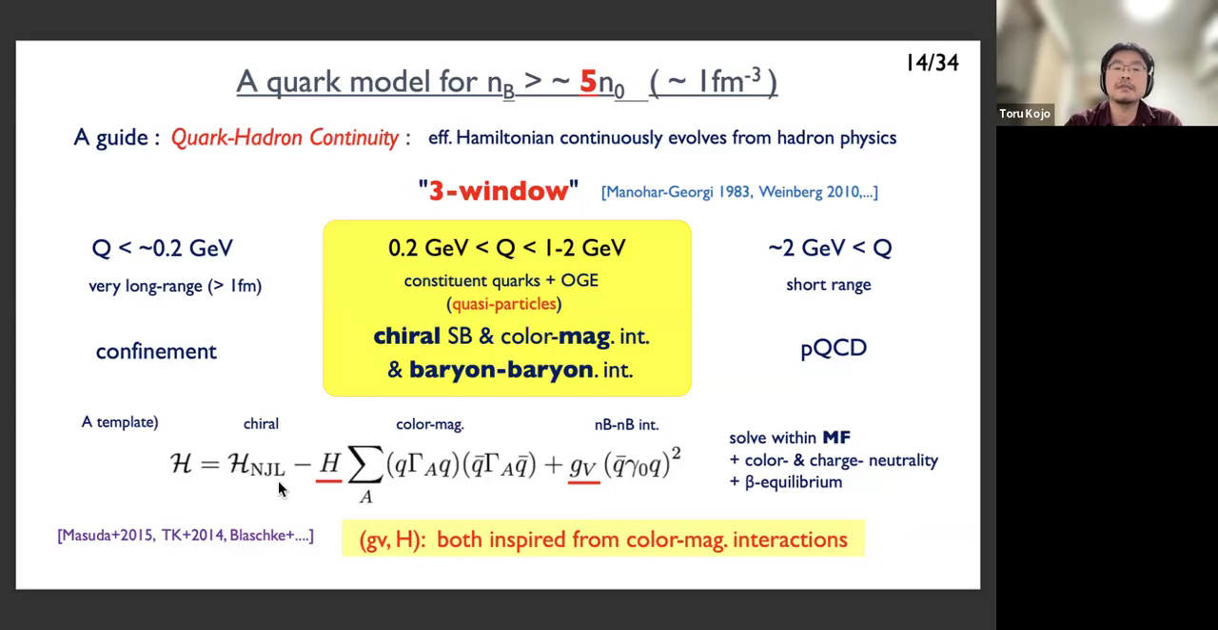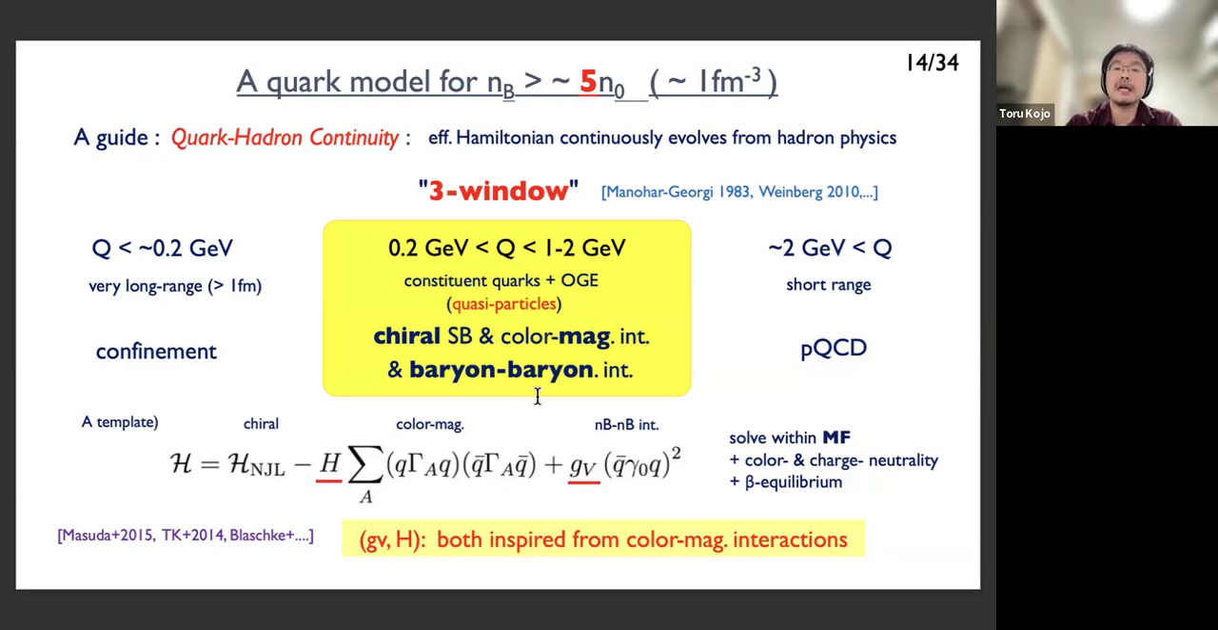The first term comes from the chiral dynamics of QCD or hadron physics, and its parameters are completely fixed in the vacuum phenomenology. In addition to that, there are several interactions which become increasingly important at high density in the relativistic regime. The first example is the color magnetic interaction, which becomes stronger at high density. Another important possible interaction is density-density repulsion, which is motivated by the hardcore repulsion or omega meson exchange in nuclear physics. So H and GV are new free parameters which we introduced, and we construct many equations of state as a function of H and GV.